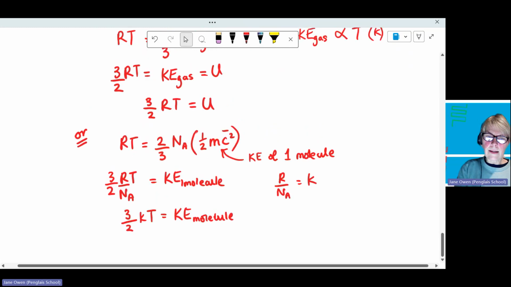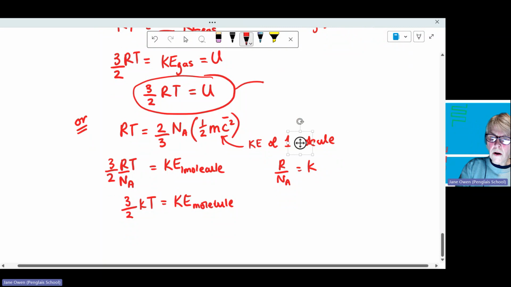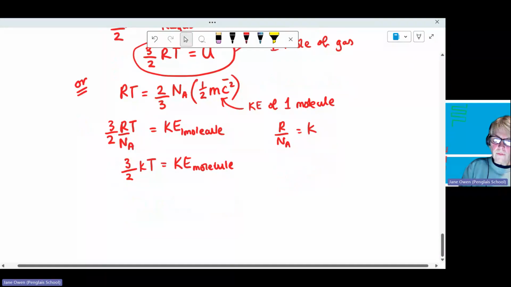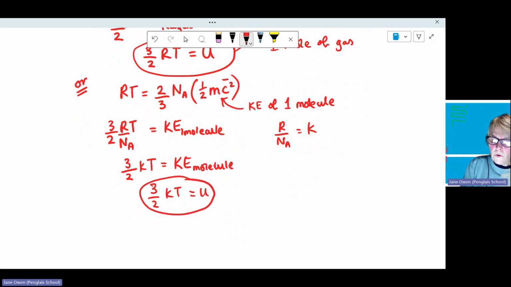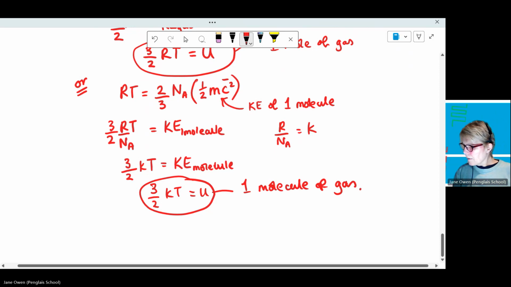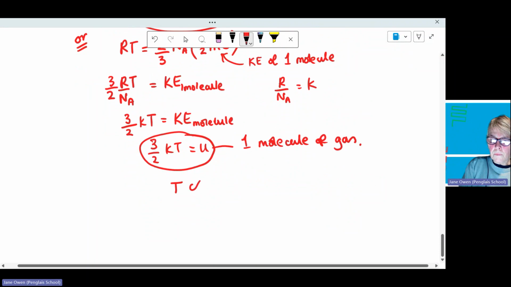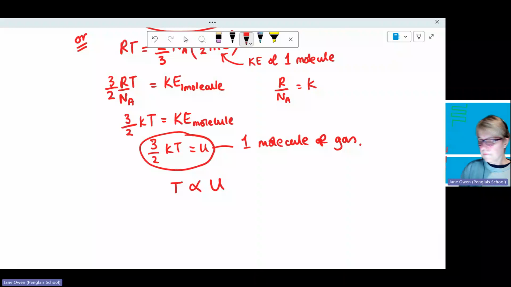Whereas when we were looking at it earlier with this one here, we used that for moles. So that is for 1 mole of gas, whereas this one, 3 over 2 kT equals U, is for 1 molecule of gas. Essentially what that says is that temperature is proportional to the internal energy.